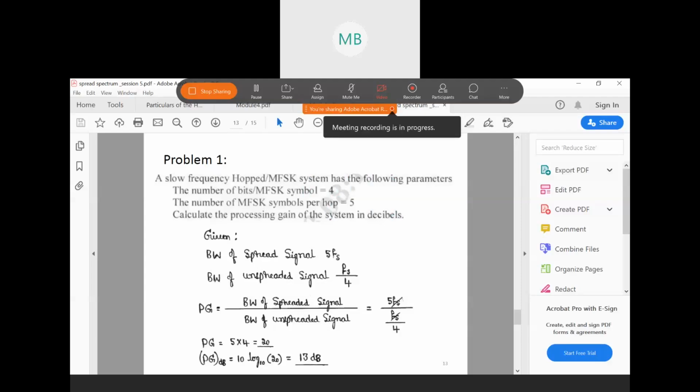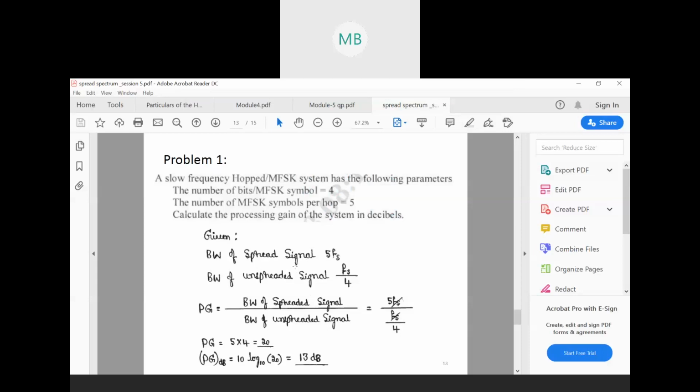Okay, let me share the solution. Here bandwidth of spread signal is 5fs because it is given that the number of MFSK symbols per hop is 5. Therefore, bandwidth of spread signal is 5fs, and bandwidth of the unspread signal is fs by 4 because number of bits per MFSK symbol is 4. Therefore, bandwidth of unspread signal is fs by 4.